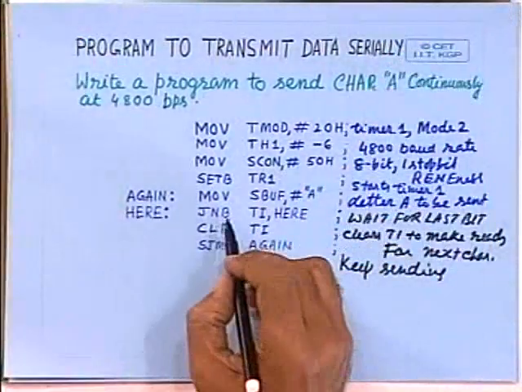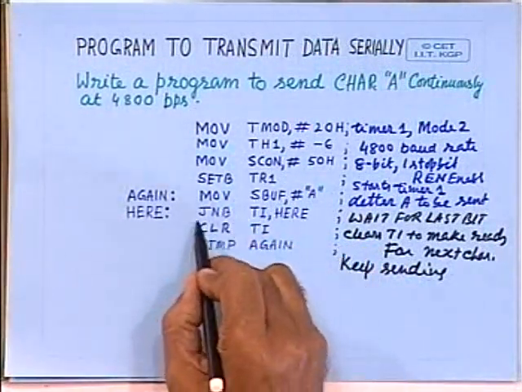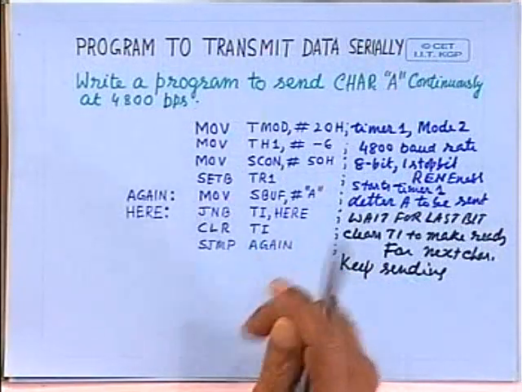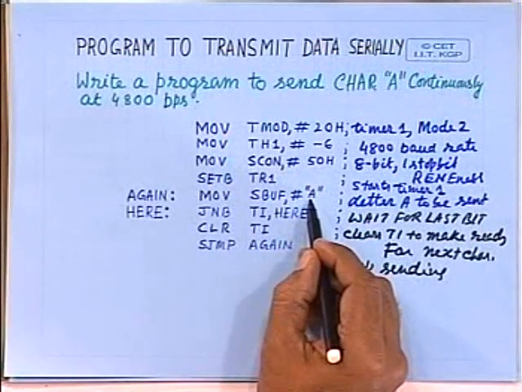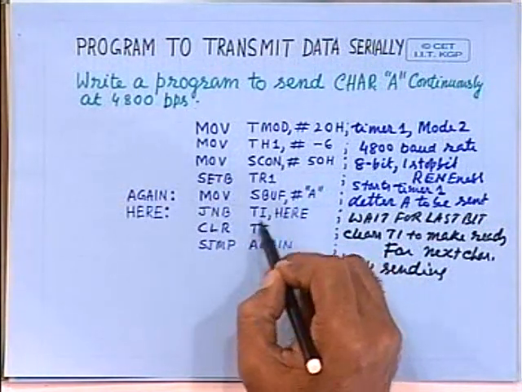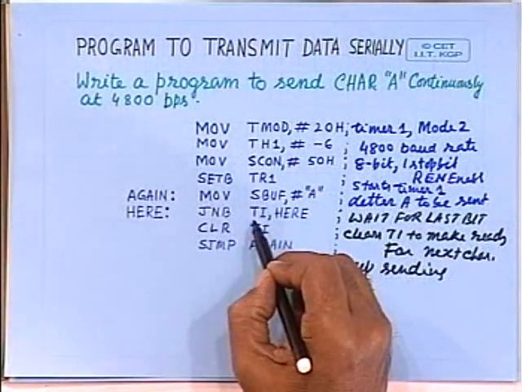Although I have explained this program where you are continuously monitoring the status of TI, instead of that you can also use interrupt driven mode. After the character is transmitted, the TI transmit interrupt flag will also interrupt the processor. At that time you can do this operation. You can receive the character to some register, you can send it to some port, and so on. So instead of writing the program in this mode, you can write it in interrupt driven mode. That is also possible.